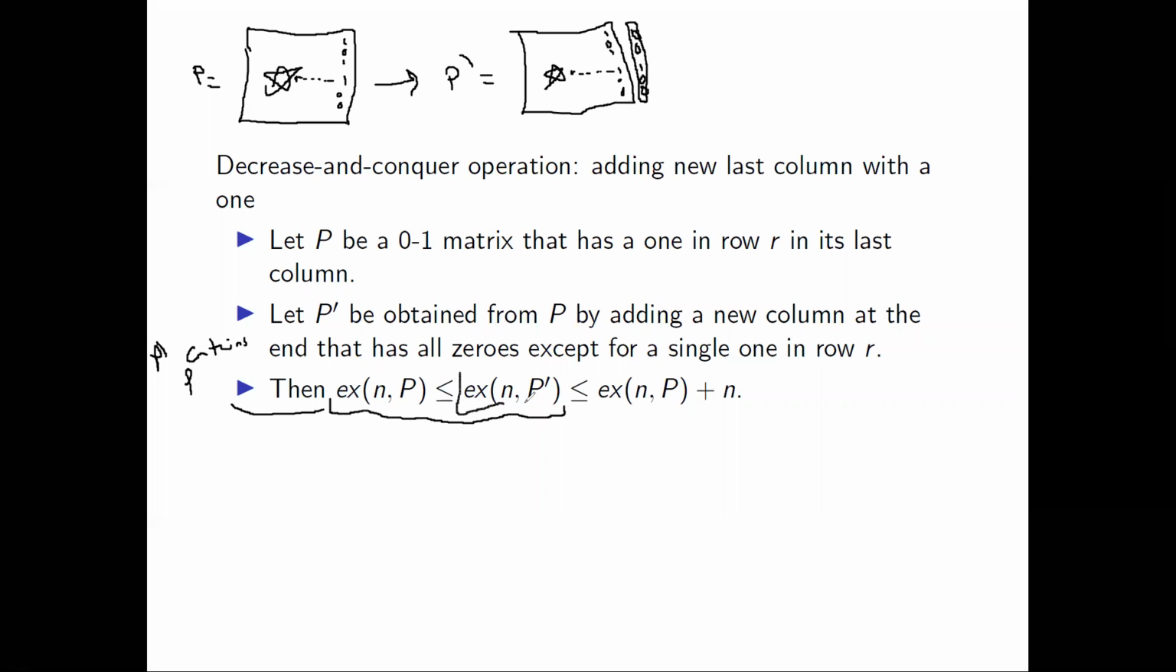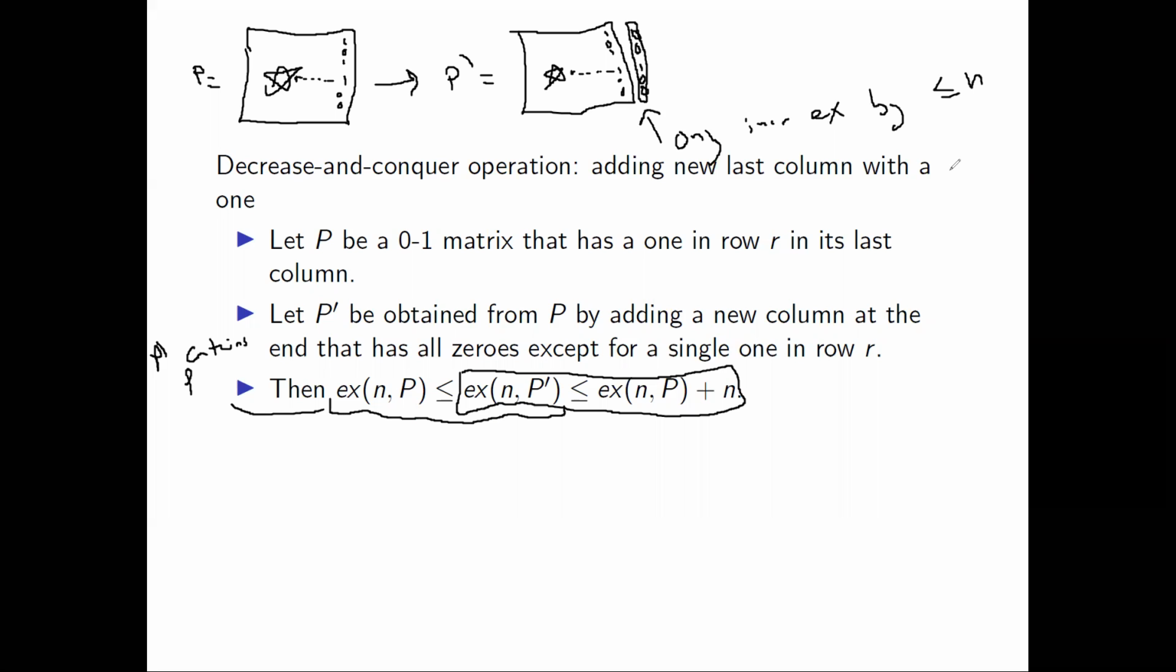And this is the more interesting part. This part actually required an interesting construction to prove. And what it's telling us is that adding this column at the end only increases the extremal function by at most n. So that extremal function ex(n, P), it's only going to go up by at most n when we add that last column.